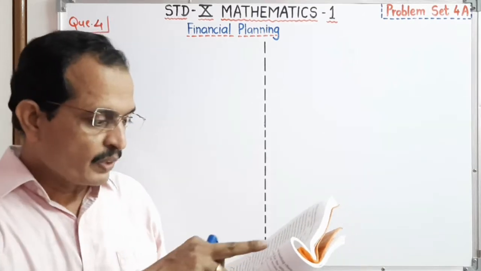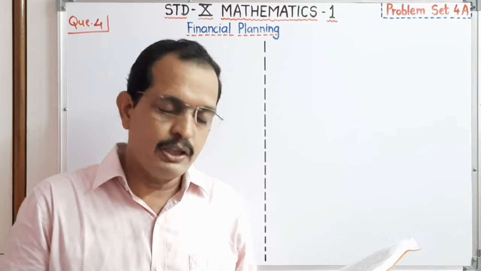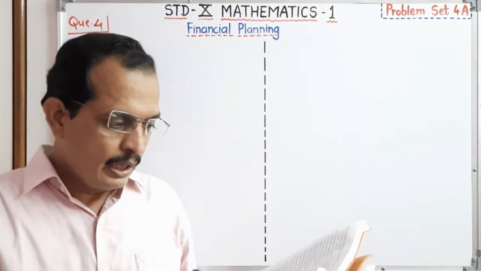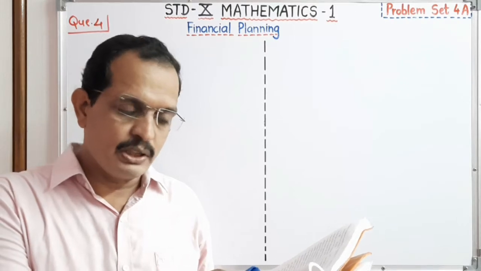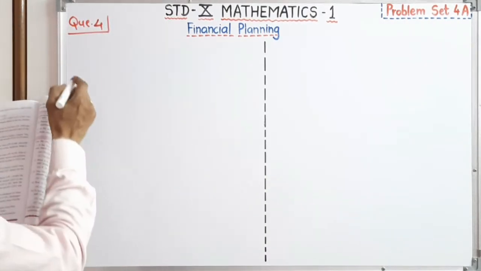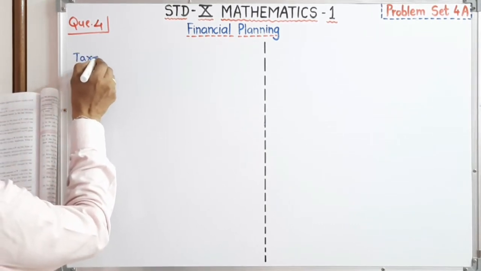Now see here, taxable amount is 2.5 lakhs. That means 2,50,000. And what is the amount of GST? Rate of GST is 5%. Therefore, dear student, see, first of all, we have to write taxable amount.